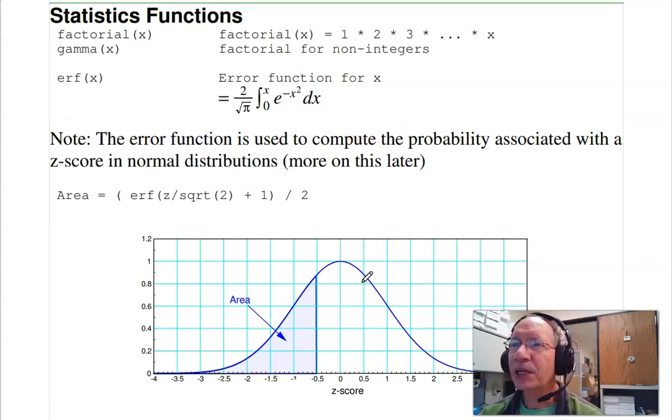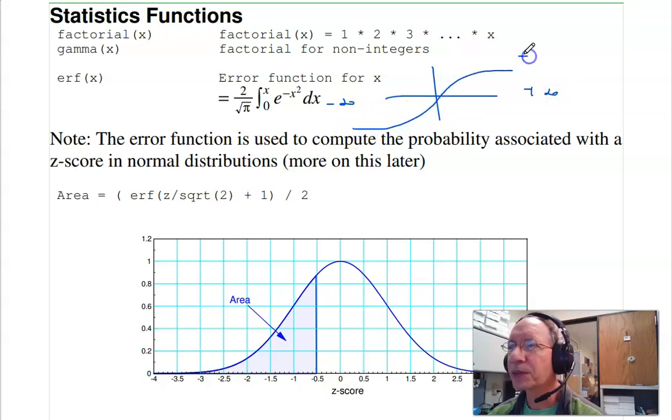In the math library, there are statistics functions. You can find the factorial of a number. The factorial of 4 is 4 times 3 times 2 times 1. The gamma function is the same as factorial, but it works for non-integers as well as integers. And the error function is the integral of e to the minus x squared. Basically, it looks like this, going from minus infinity to plus infinity. It goes from minus 1 to plus 1.